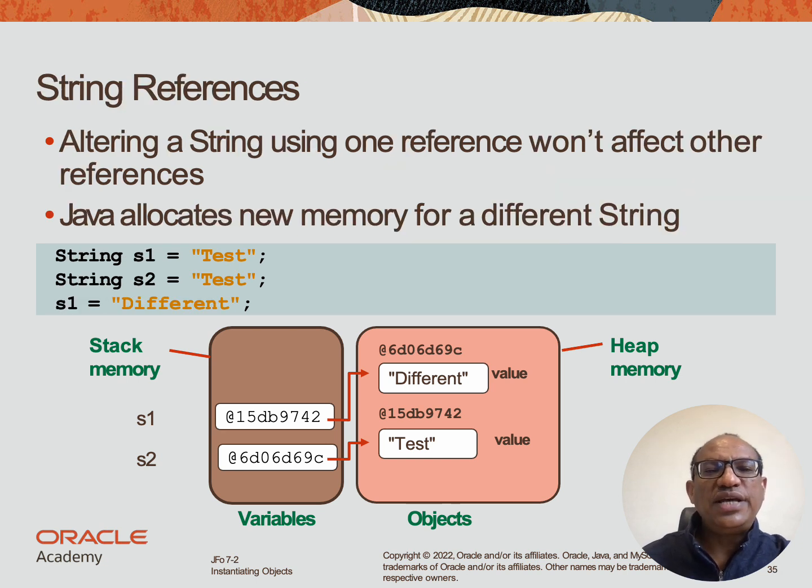And if you do this, String s1 = "test", String s2 = "test", s1 = "different", now you are pointing s1 to a new object. s2 still points to "test". Strings are immutable and references stay independent.